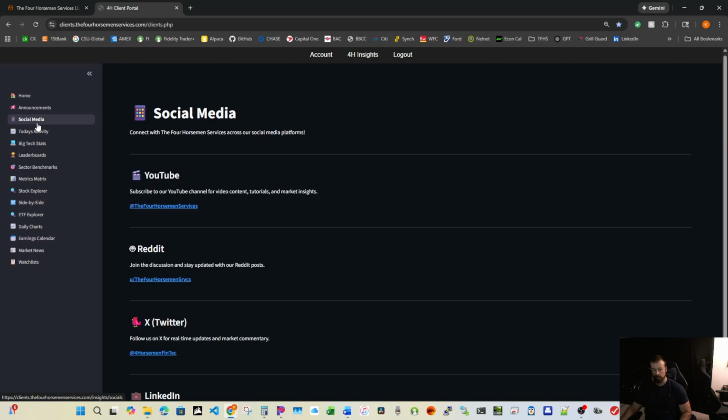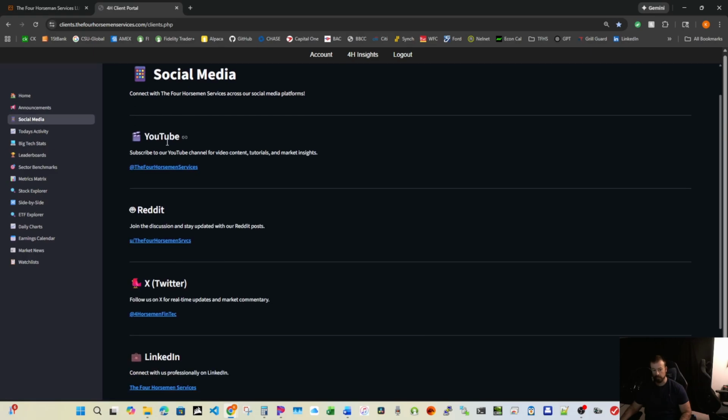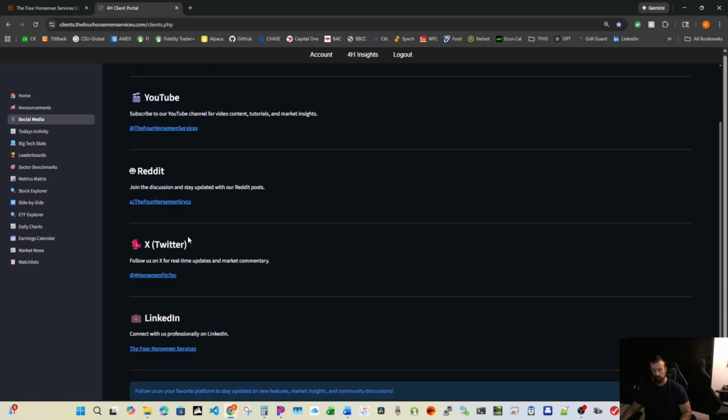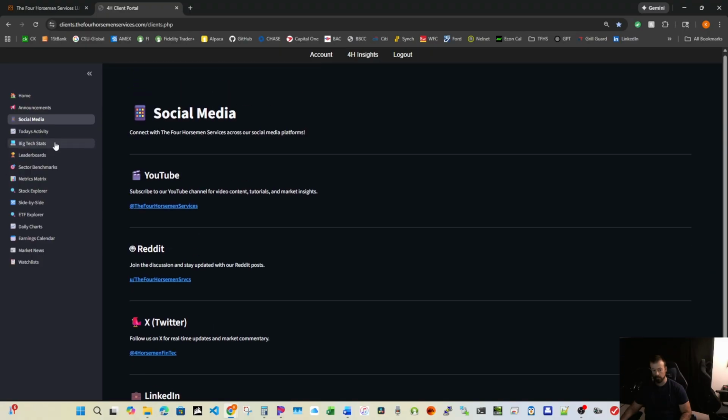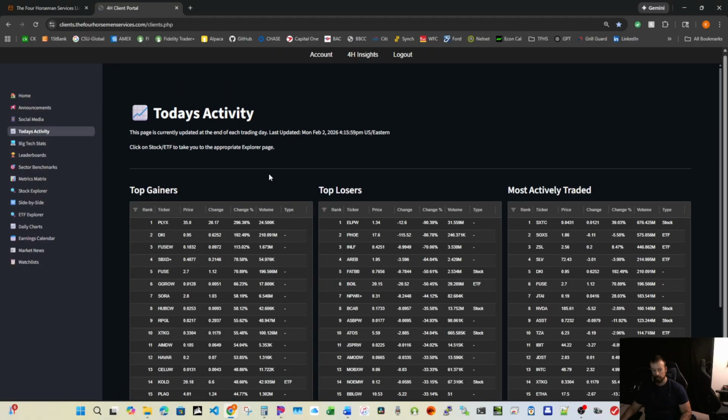senior leadership. Here we have social media, which has direct links to our YouTube page, our Reddit, our Twitter, and our LinkedIn page for additional information. This is our today's activity that briefly shows what the top gainers were today, what the top losers were, and what the most actively traded stocks are.